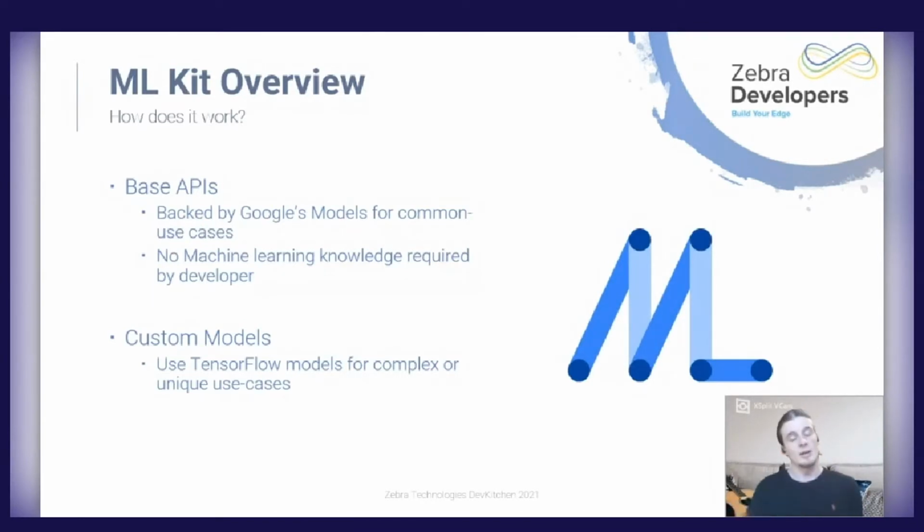The second way that you can use MLKit is by using custom models. So as I mentioned before, Google have a piece of software called TensorFlow. And this allows you to create your own models, and then you can use those models for complex or unique OCR use cases. Those models can be fed into MLKit, and then those models can be used to perform the recognition that you're after for your particular use case. So we'll touch a little bit more upon that in the next few slides. But before we do, let's have a look at the base APIs that are on offer.